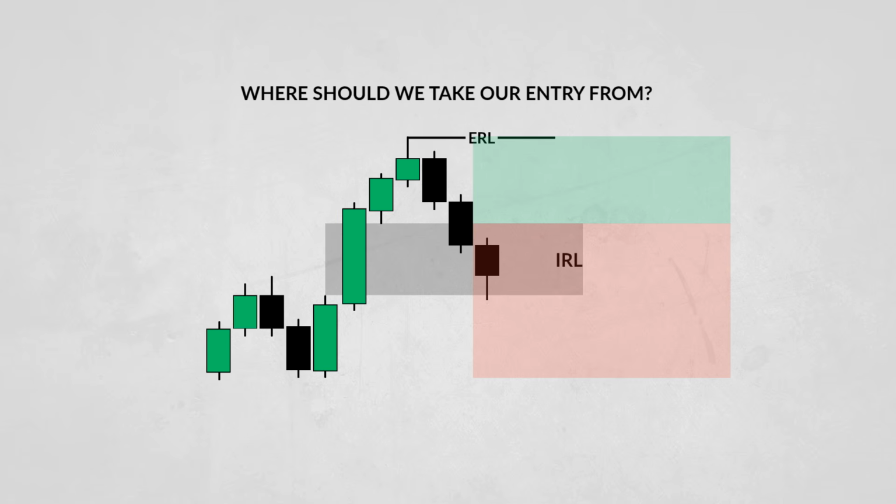So the best two ways to take an entry from an internal range liquidity while getting a higher win rate and a better risk to reward are: 1, the use of a lower time frame confirmation, and 2, the use of what we call an overlap high or an overlap low. Today, I'll be explaining the use of an overlap swing point for entries.